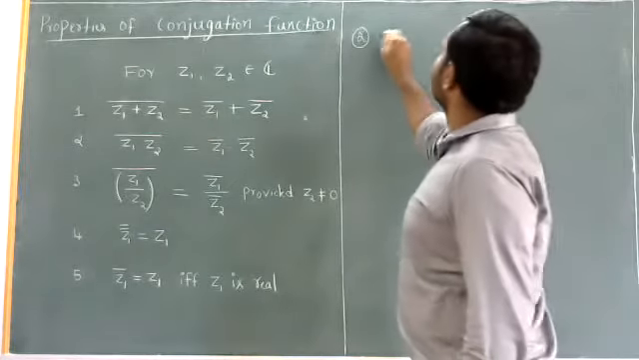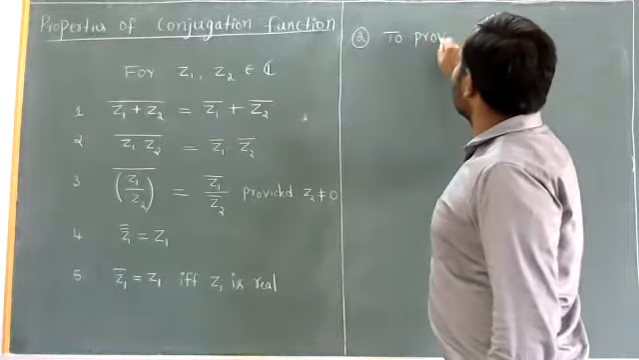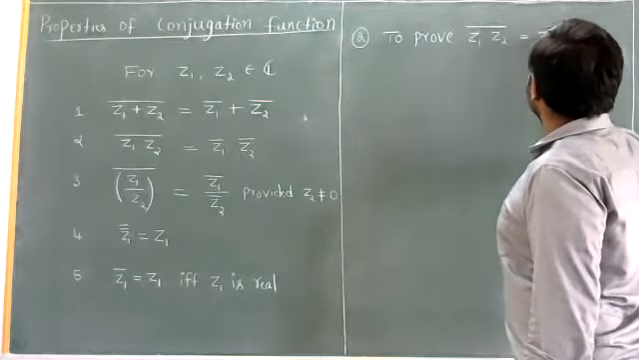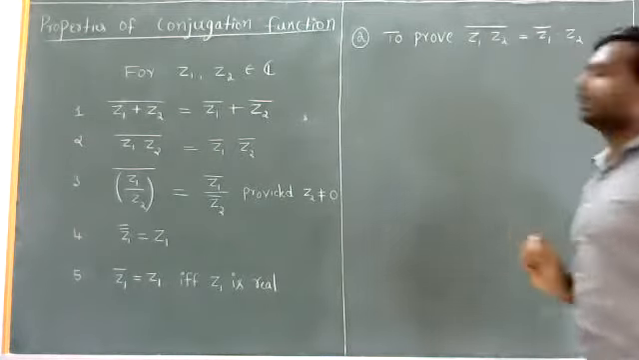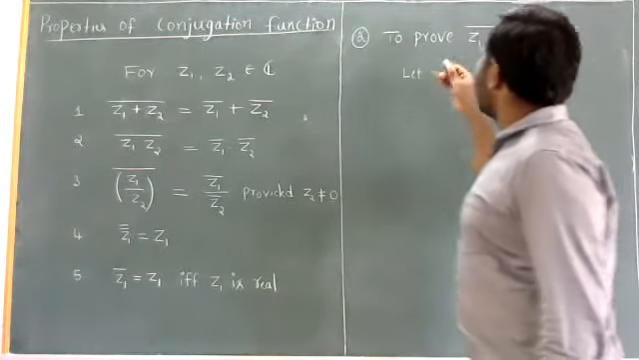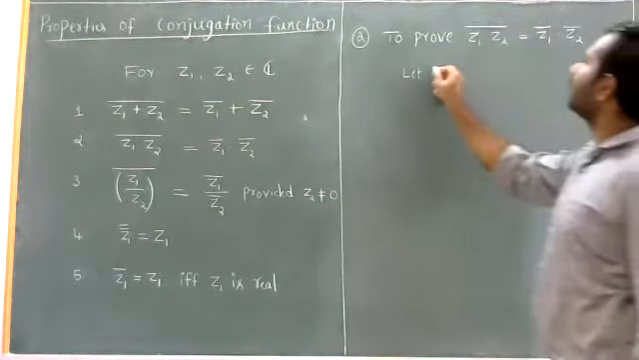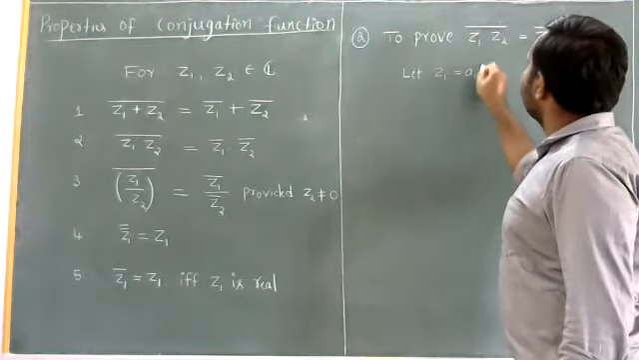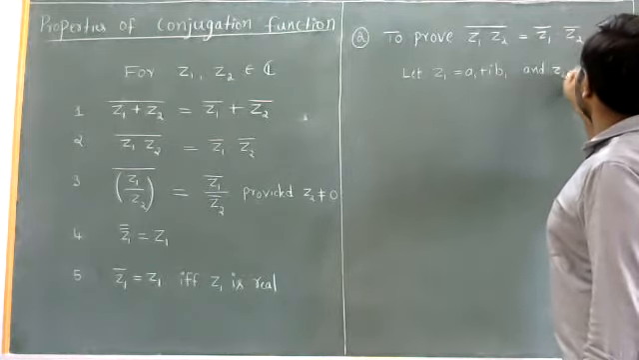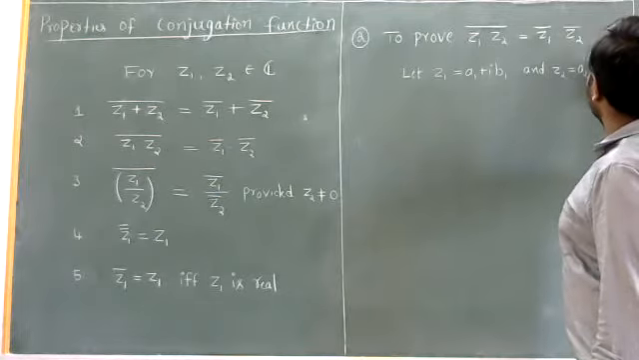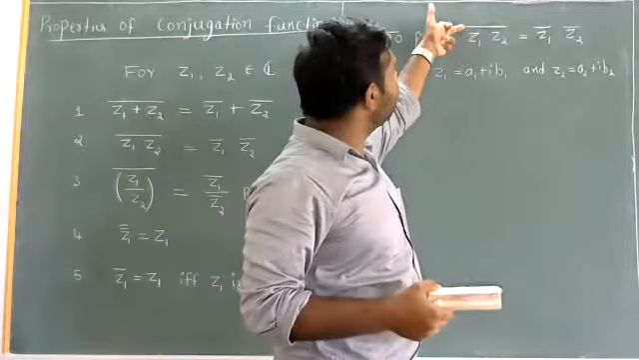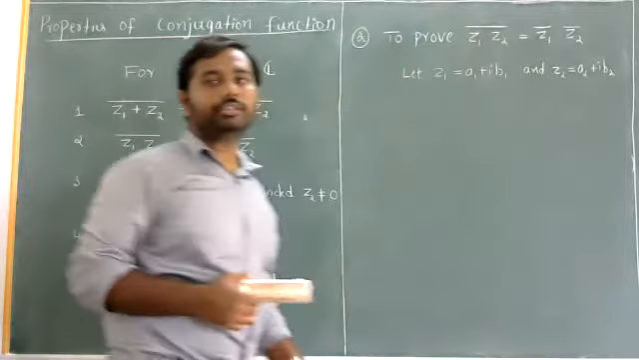the second one is to prove (Z1 into Z2) whole bar is Z1 bar into Z2 bar. Right? So once again, for calculation purposes, I take Z1 to be A1 plus iB1 and Z2 to be A2 plus iB2. Right? Now I need to calculate the conjugate of Z1 into Z2.